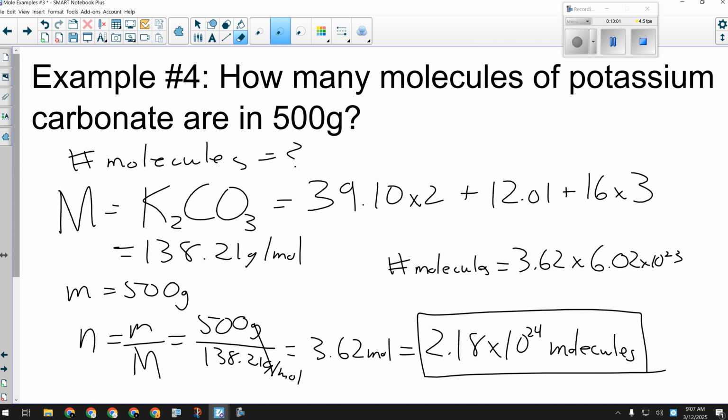Do you need to write molecules after it? You do, that's the units. Units are important. Without units, numbers are just numbers, and then it's math. We do science here. Science has units. All right, questions on that one?